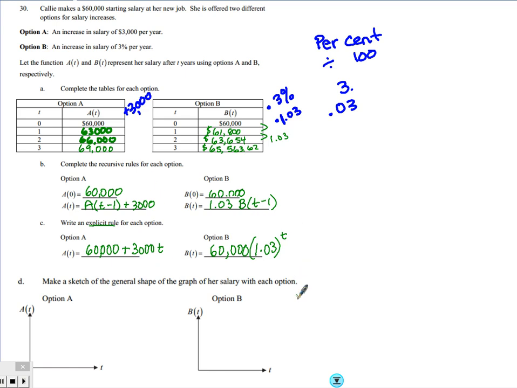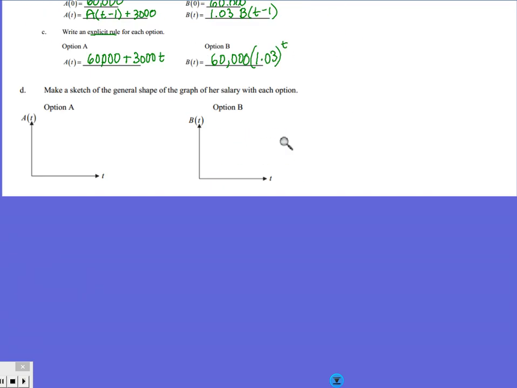A sketch, so I'm not going to do a very detailed sketch. This is just the general shape of the graph. So here we have a linear increase. We started at 60,000 and then each year it went up 3,000. Right, so this would be time, and this would be salary. And then here, same thing, salary and time. Started with 60,000, but instead of increasing linearly, it's increasing exponentially. So it's going to make that general shape. Okay? All right.